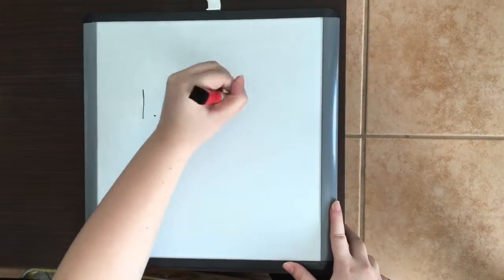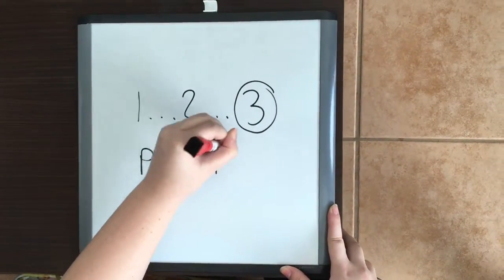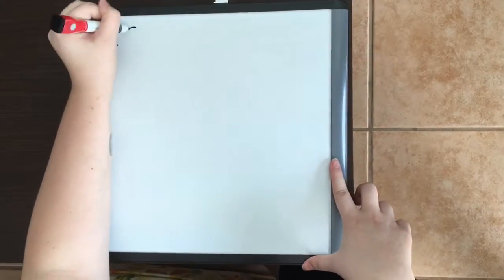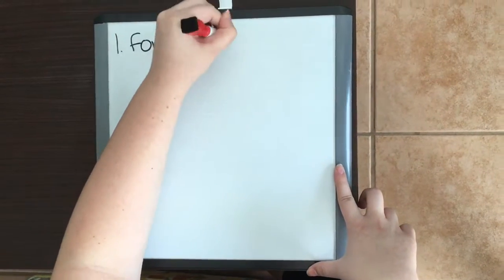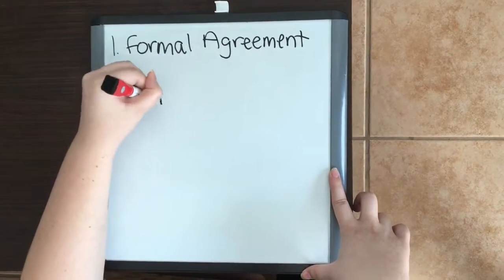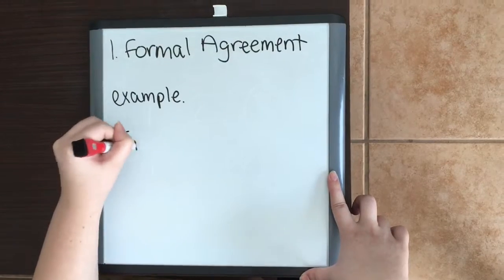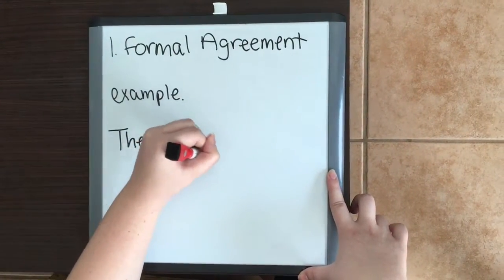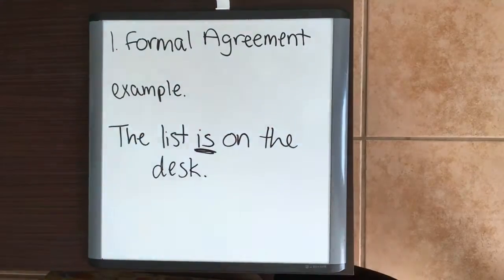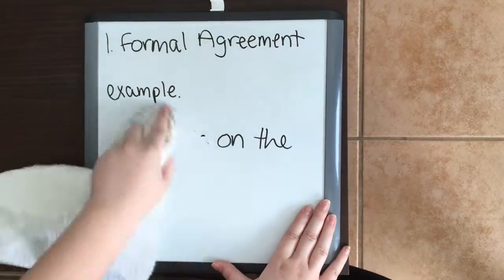There are three principles that can compete with each other on how to properly match up the subject and verb. The first principle is formal agreement, in which the singular subject gets a singular verb and the plural subject gets a plural verb. In the example, the list is on the desk. The singular subject list gets a singular verb is. However, not all subjects are as clear, and you need to rely on the second principle.